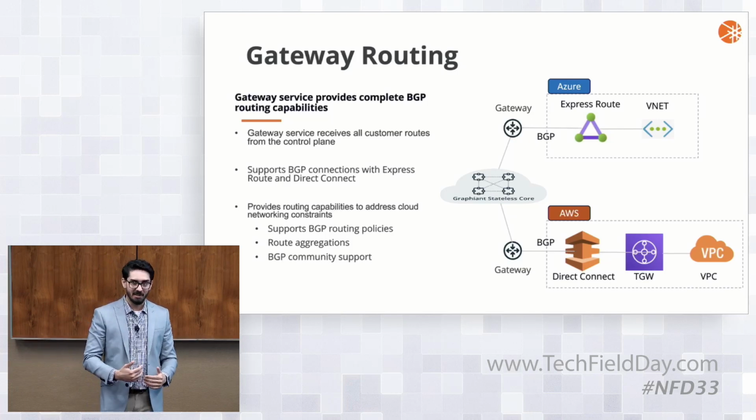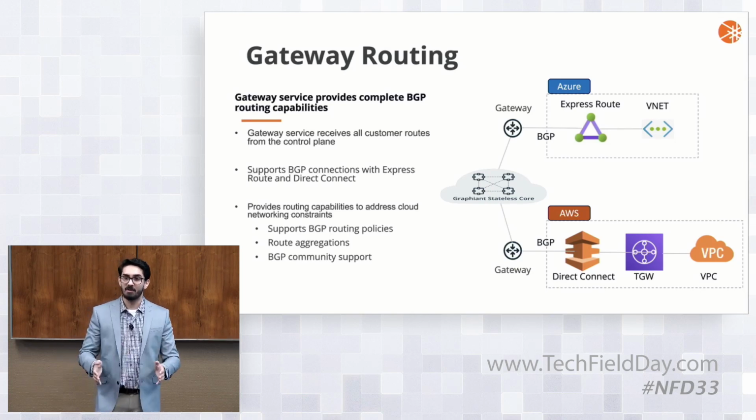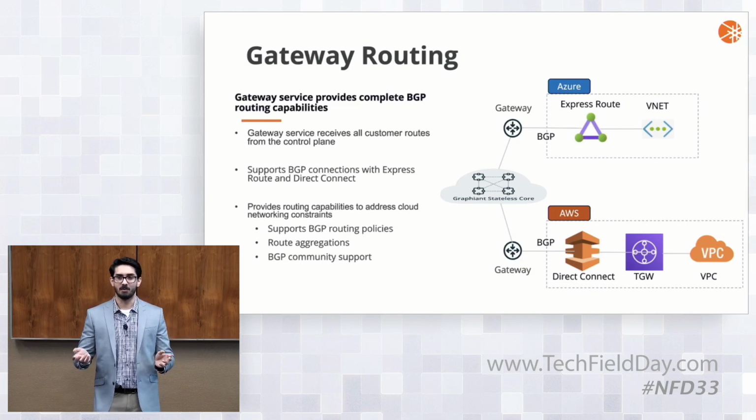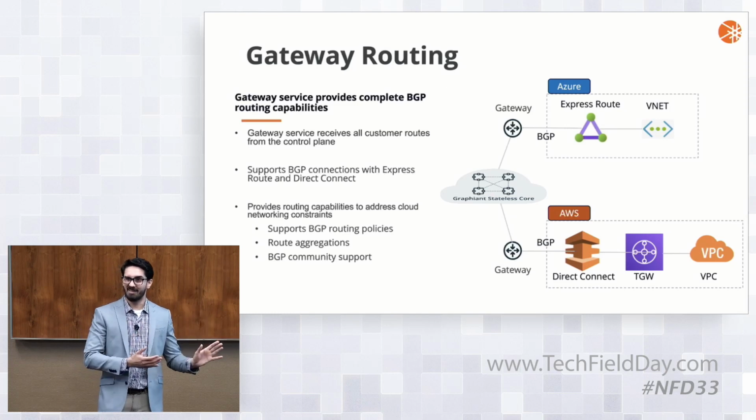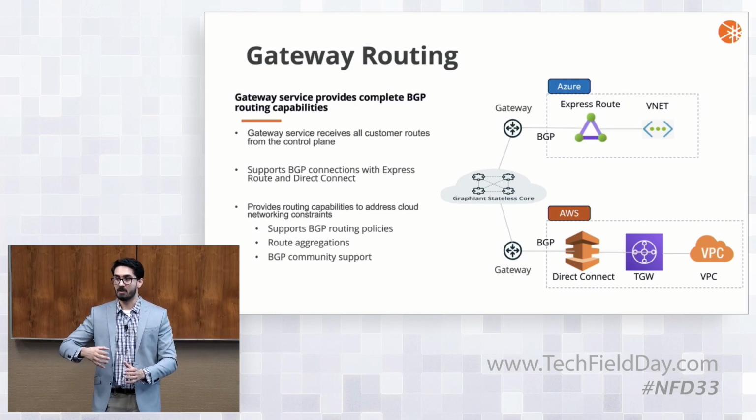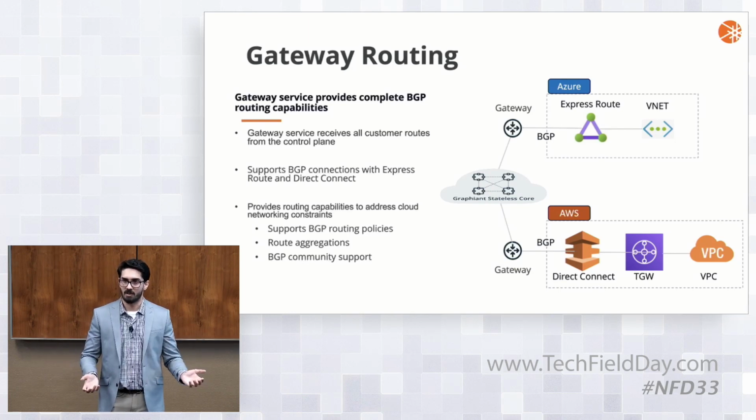For BGP, we have BGP running with the connection towards the cloud, and then we support all kinds of BGP capabilities that you may need, whether you're looking to do route aggregations, you're looking to apply routing policies, or you're looking for community support. Now, BGP community support exists in most clouds, but it's not the most intuitive way to use communities. So full routing capabilities exist on the gateway so that you can decide what you want to advertise between the gateway and your on-premises locations.